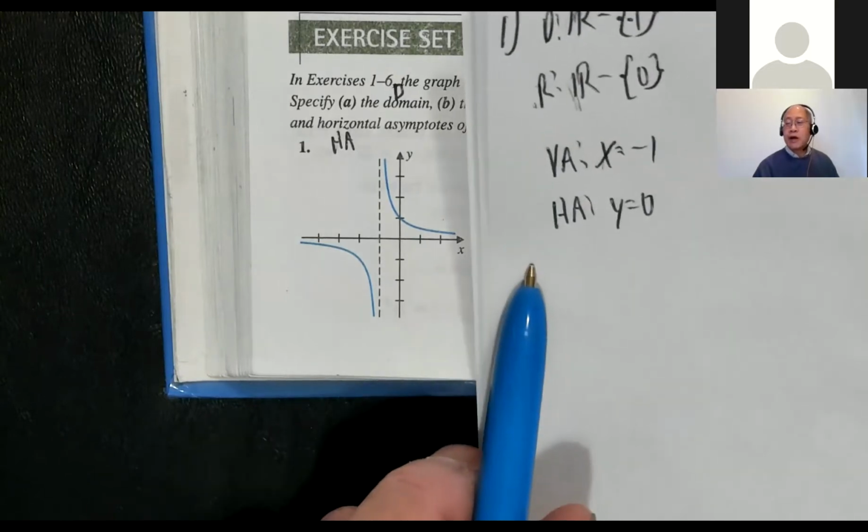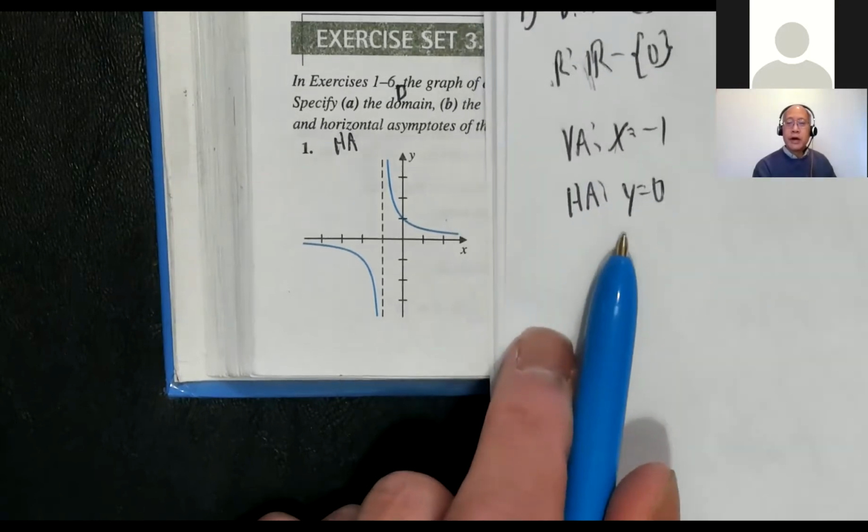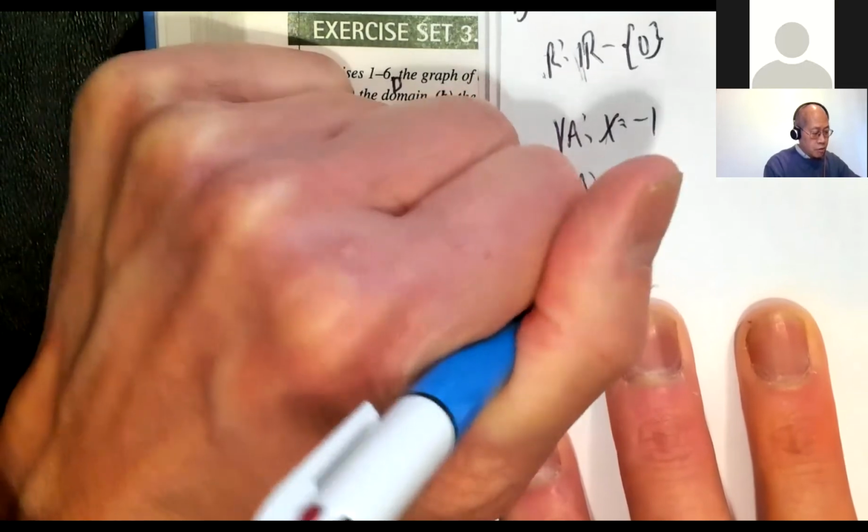By the way, you might recall from your algebra, x equals a constant is always a vertical line. Y equals a constant is always a horizontal line. Right, so maybe I'll just put that down from algebra.